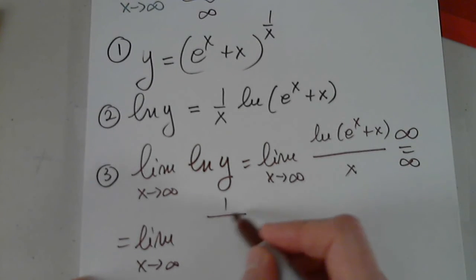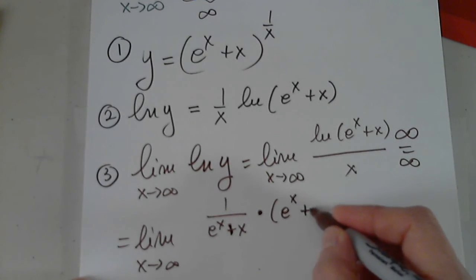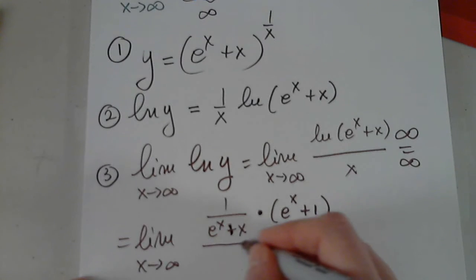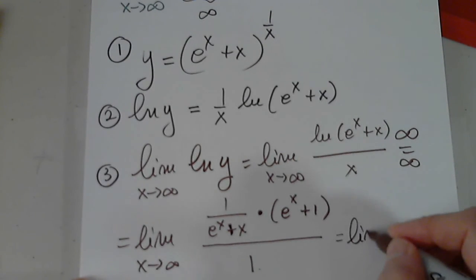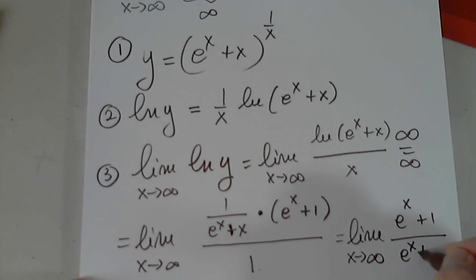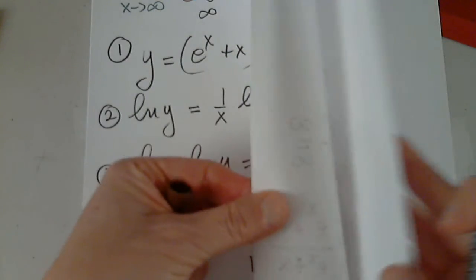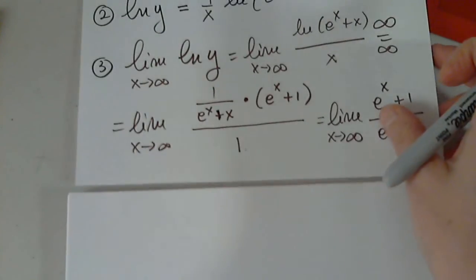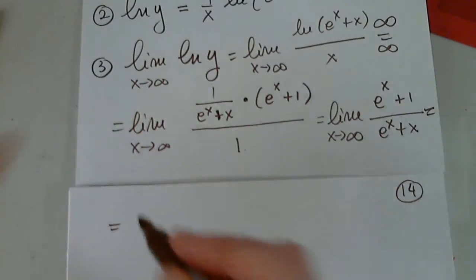So I have 1 over e to the x plus x times the inner function prime, e to the x plus 1. Yay, the denominator is 1. I love that. So now I rewrite as limit as x approaches infinity, e to the x plus 1 over e to the x plus x. No problem. This is still infinity over infinity. I can do infinity over infinity as many times as possible. I don't care. L'Hopital's rule is so good to me, to us, if you want.